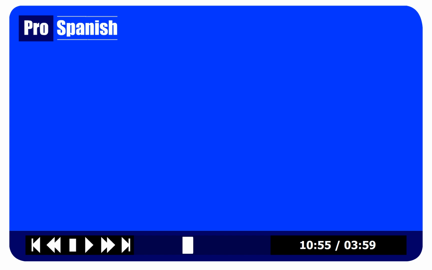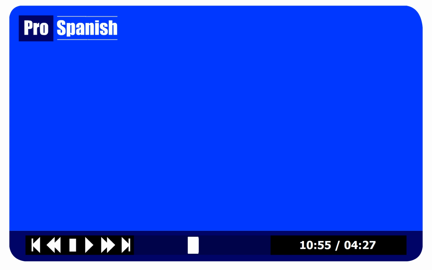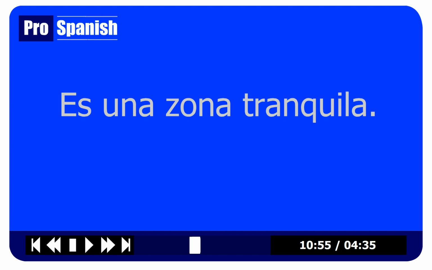How about even an area like this is important? Incluso una zona así es importante. See if you can guess what this means. Es una zona tranquila. You can see that tranquilo or tranquila is like tranquil. We would probably translate it as a quiet area or peaceful area. It's a peaceful area. It's a quiet area. Es una zona tranquila.